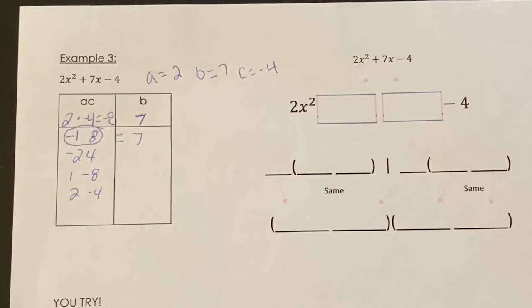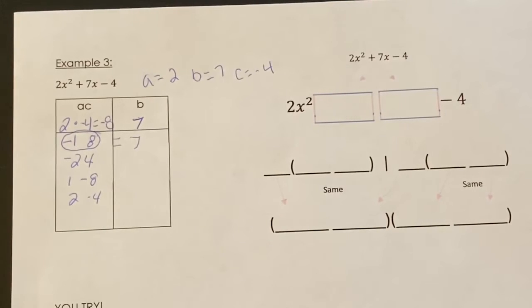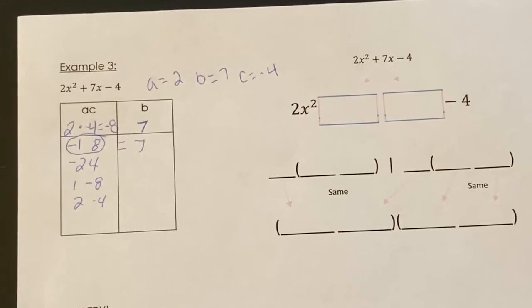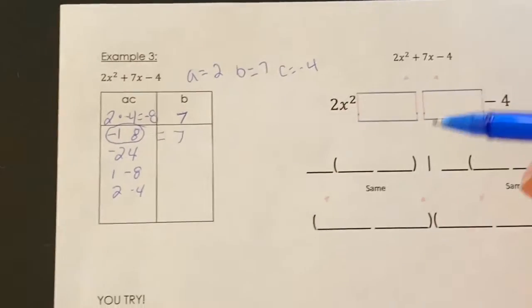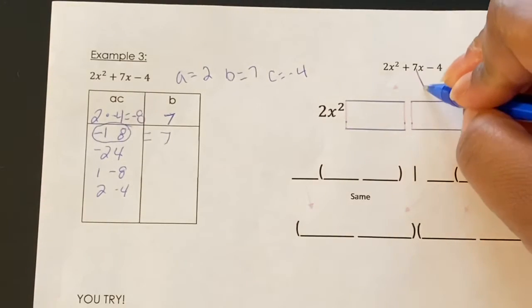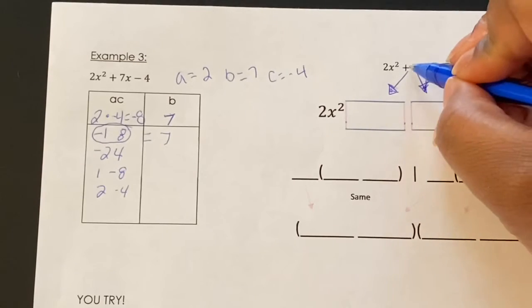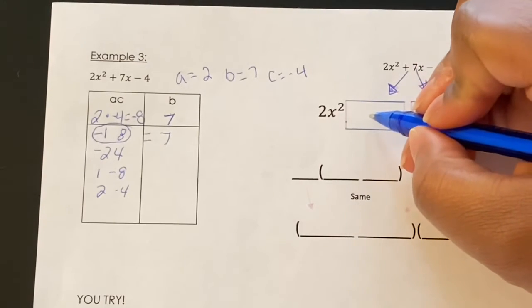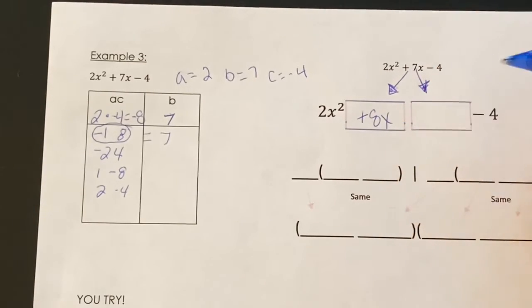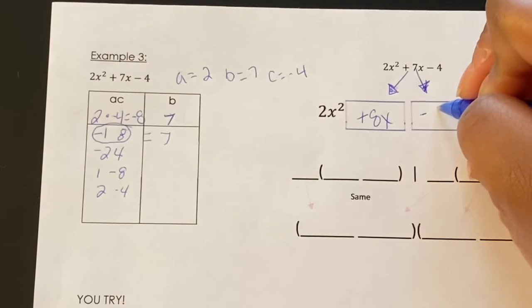All right, so now that we have identified that negative 1 times 8 equals negative 8 and negative 1 plus 8 equals positive 7, we're going to break this 7x down into the addition of those two terms. So positive 7x now becomes positive 8x minus 1x.